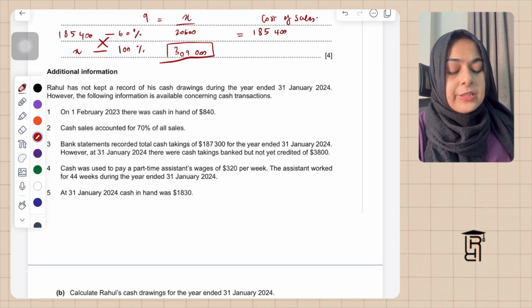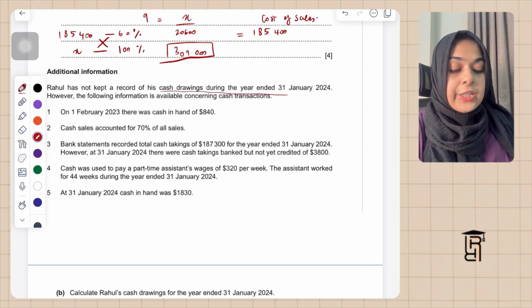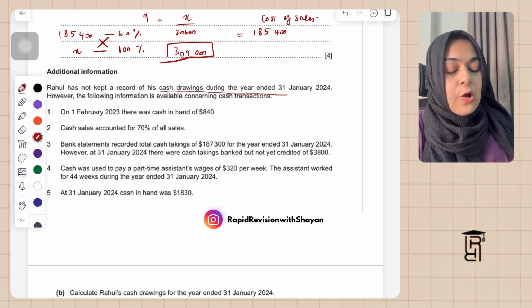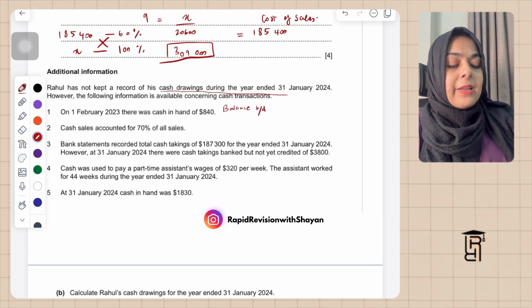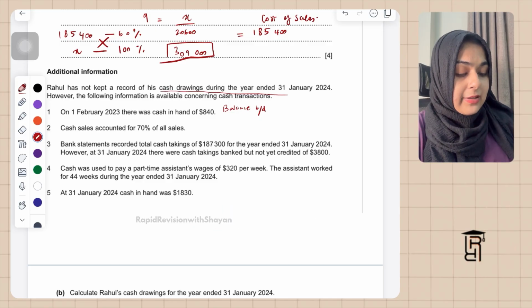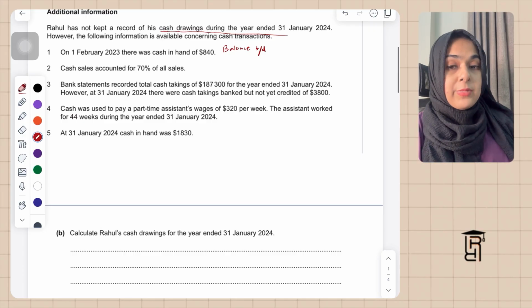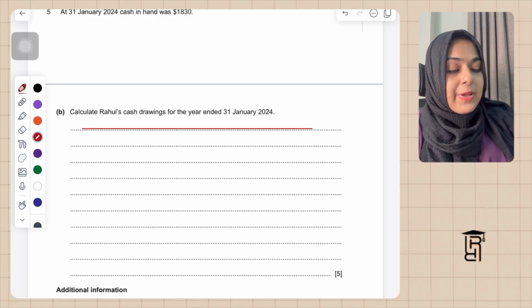Then they are saying additional information. Rahul has not kept a record of his cash drawings during the year ended 31st January 2024. However, the following information is available concerning cash transactions. On 1st February 2023, there was cash in hand of $840. This is basically my opening balance brought down of the cash account if I prepare my cash account. What they are trying to say is that we need to calculate Rahul's cash drawings. Since he has taken out money from cash, we can prepare a cash account, although they haven't required you to prepare one.